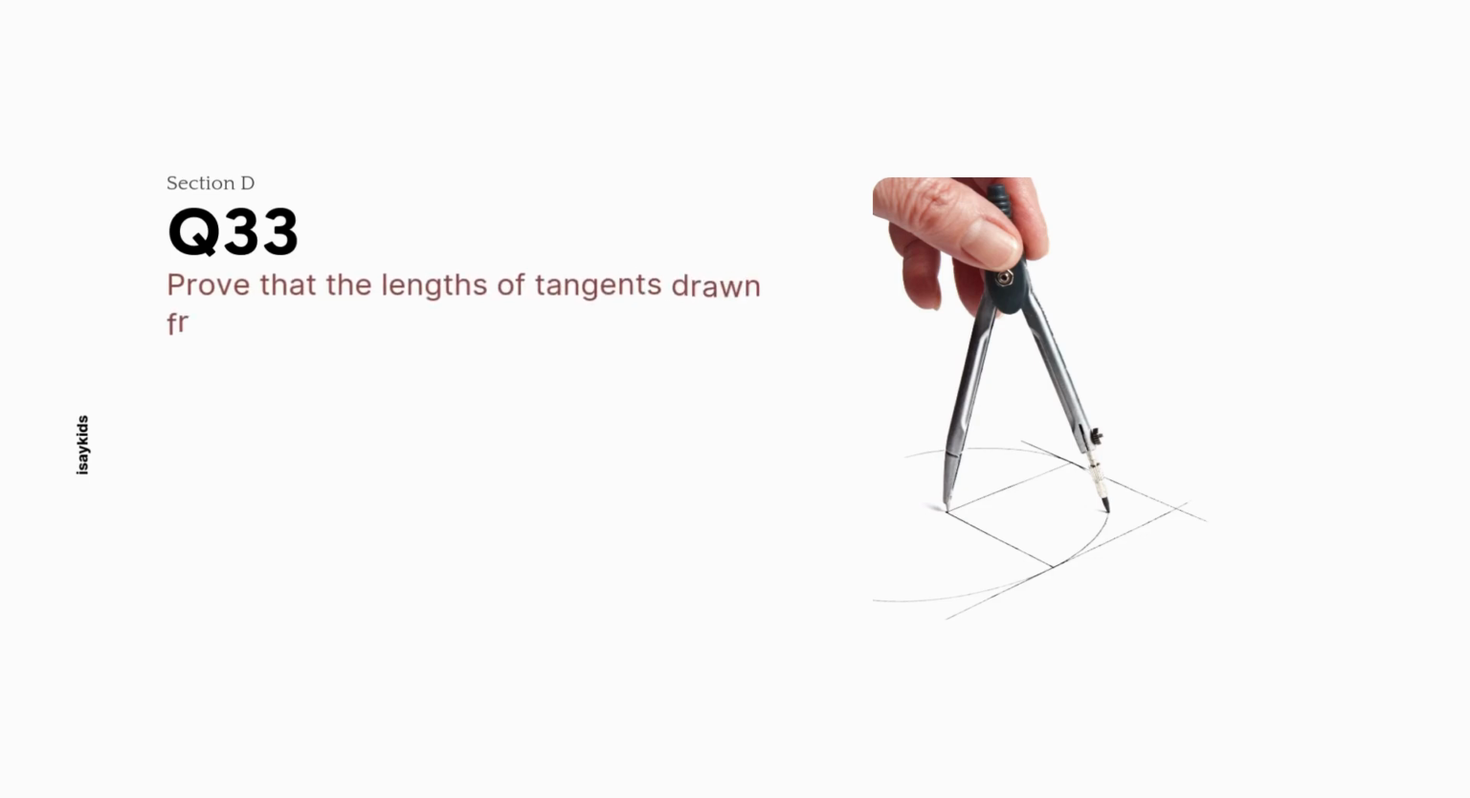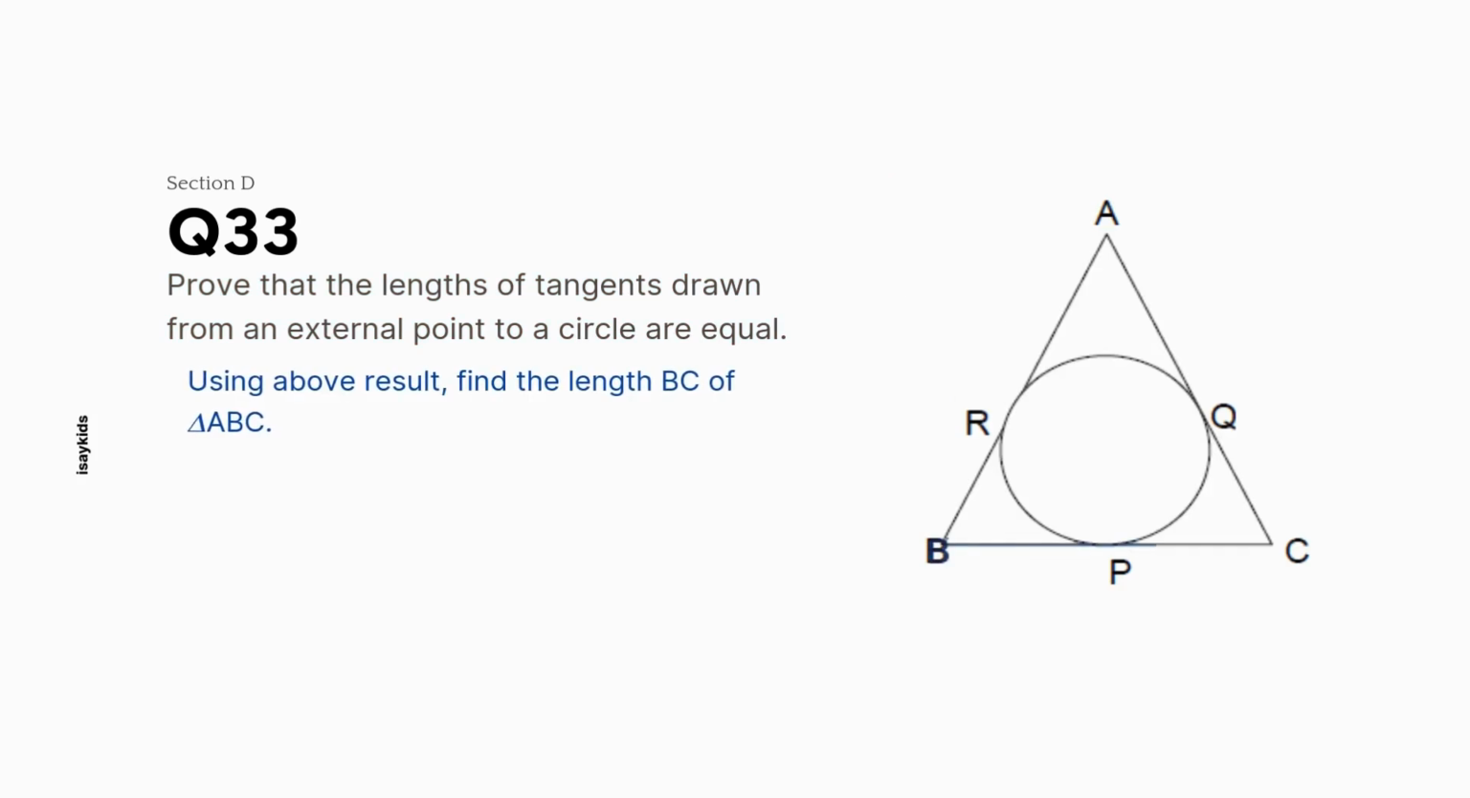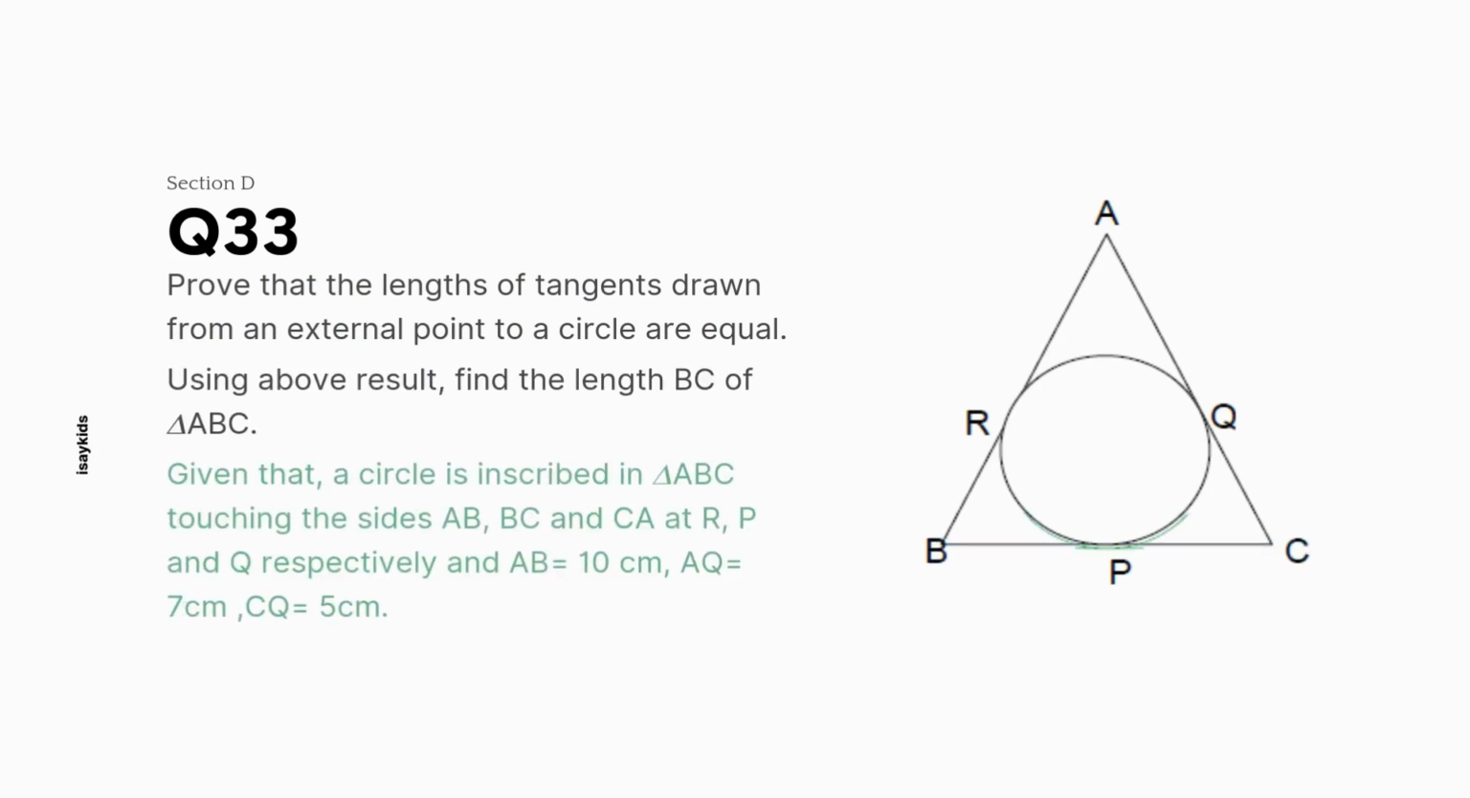Prove that the lengths of tangents drawn from an external point to a circle are equal. Using the above result, find the length BC of triangle ABC, given that a circle is inscribed in triangle ABC touching the sides AB, BC and CA at R, P and Q respectively, and AB is 10 cm, AQ is 7 cm and CQ is 5 cm.